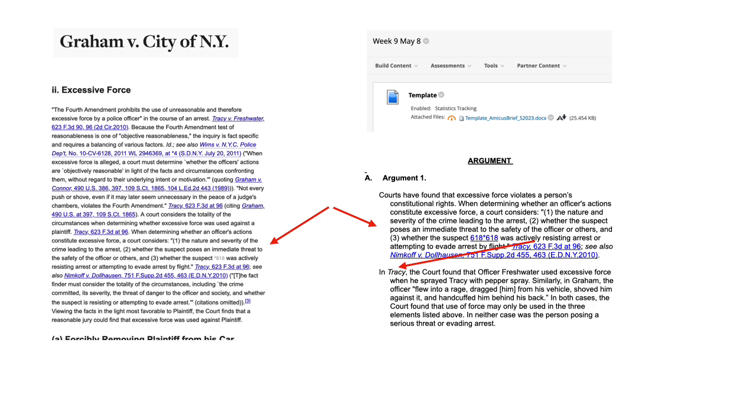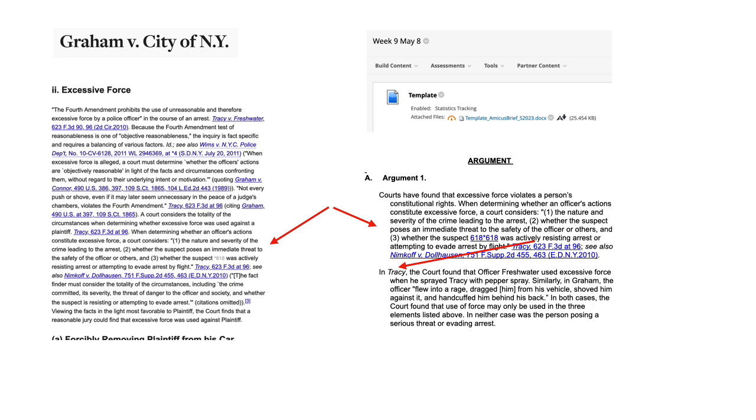Now, I just want to give you an example of what we mean, right? So here would be my argument using the template I provided for you. I have a broad statement of what I think. Courts have found that excessive force violates a person's constitutional rights. But then I just copy and paste from over here, from the actual case, right? And so these are the things that are important that I need to be able to show whether excessive force was used. Then I go ahead and I pull up this case, Tracy.